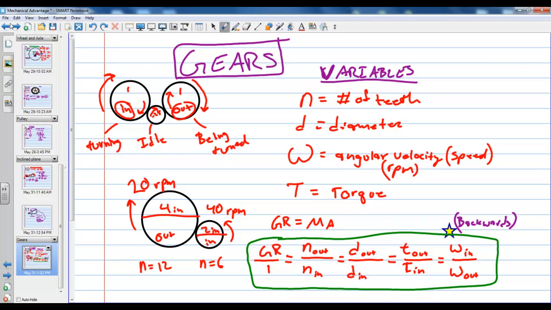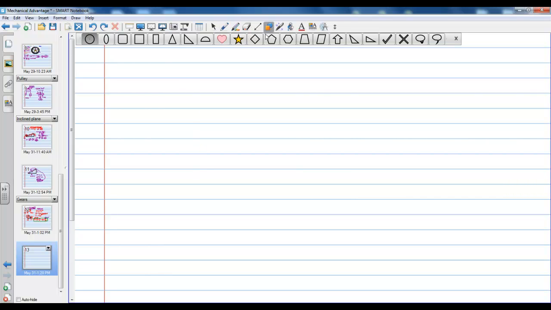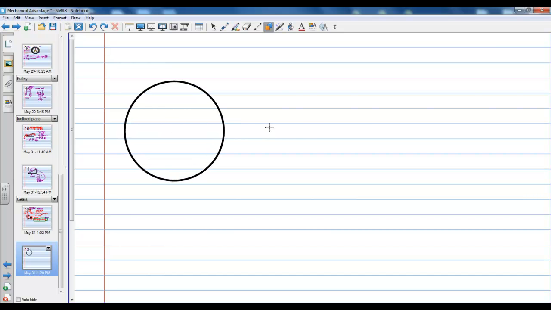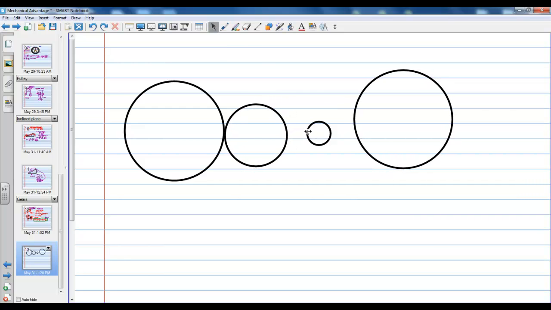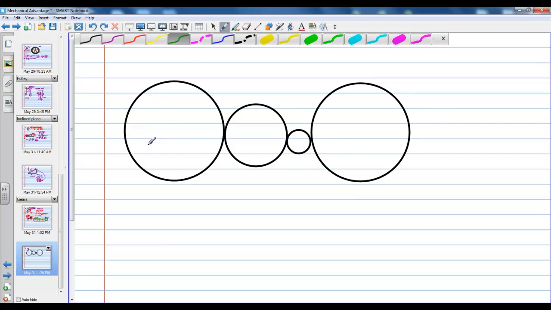Okay, let's take a look at one that's a little bit more complicated. It's still a simple gear train. So we'll build it and set it up here. Basically, we've got a big gear, a not so big gear, a little tiny gear, and another big gear right there. Let's move these around where they belong. We've got one there, and one right there. Okay, so this looks pretty straightforward.